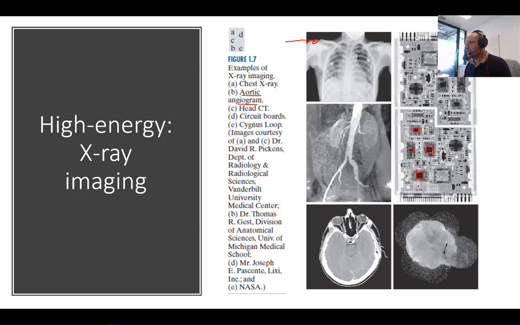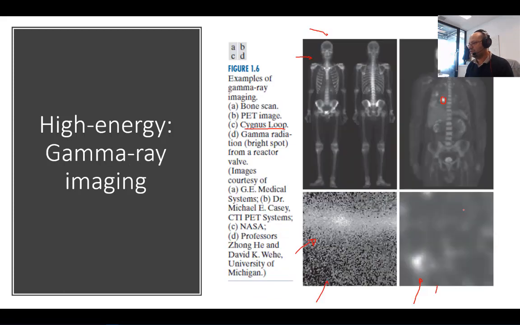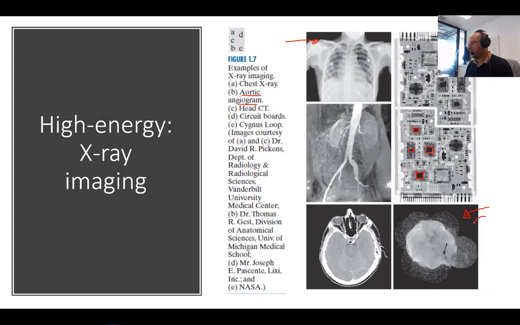And well, this is Cygnus loop. This is the X-ray radiation from Cygnus loop, the same structure that we see here in gamma ray. This is its X-ray signature.